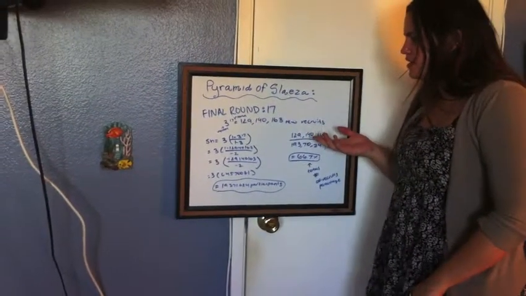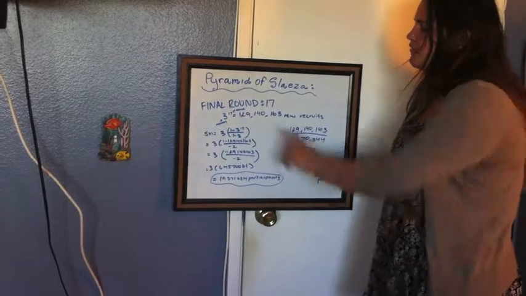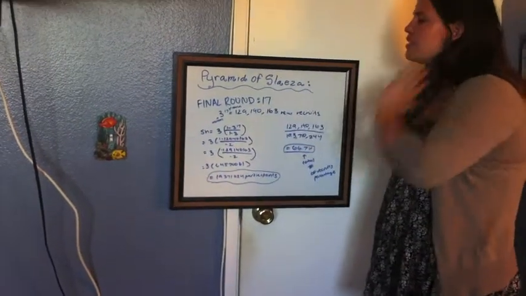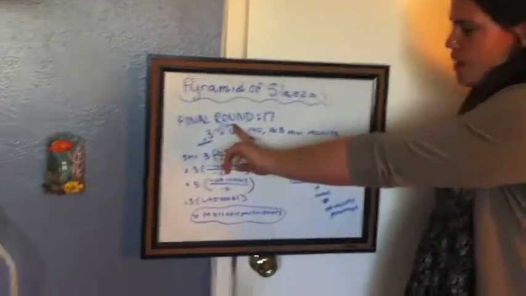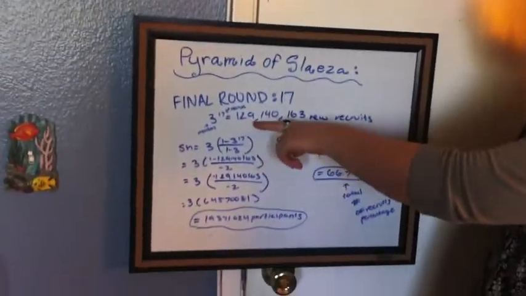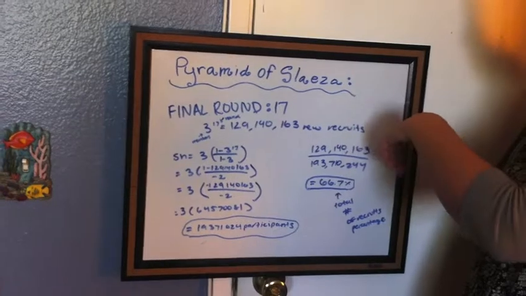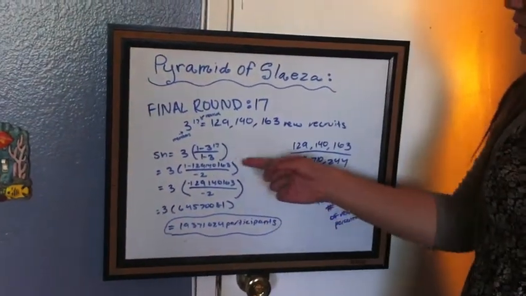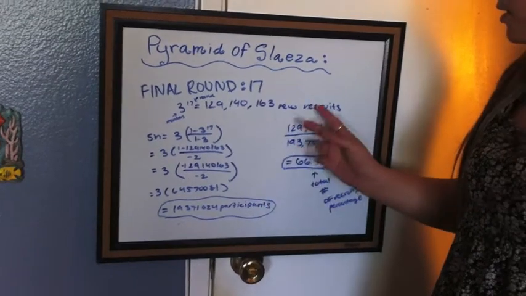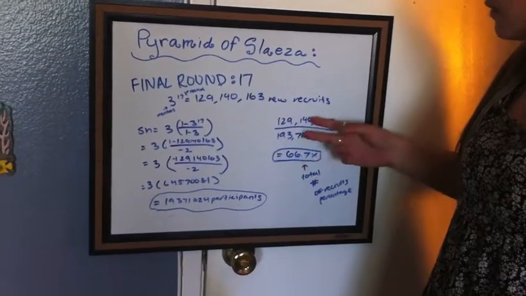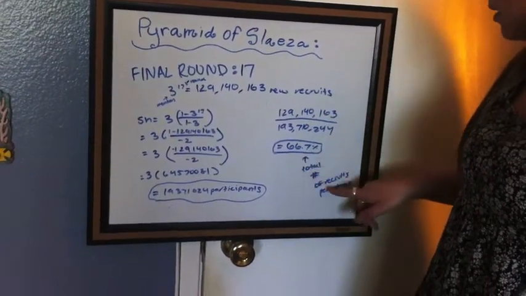Woohoo. So now we're trying to find the number of participants in this pyramid scheme at the final round, which is the 17th round. So the 3 represents the members, and the 17 represents how many rounds we did. We ended up getting this large number of new recruits, but we had to use a geometric series to actually get the total number of participants. So this is the recruits as participants, and then you divide, and you would get the total recruits percentage. 66.7. Wow.